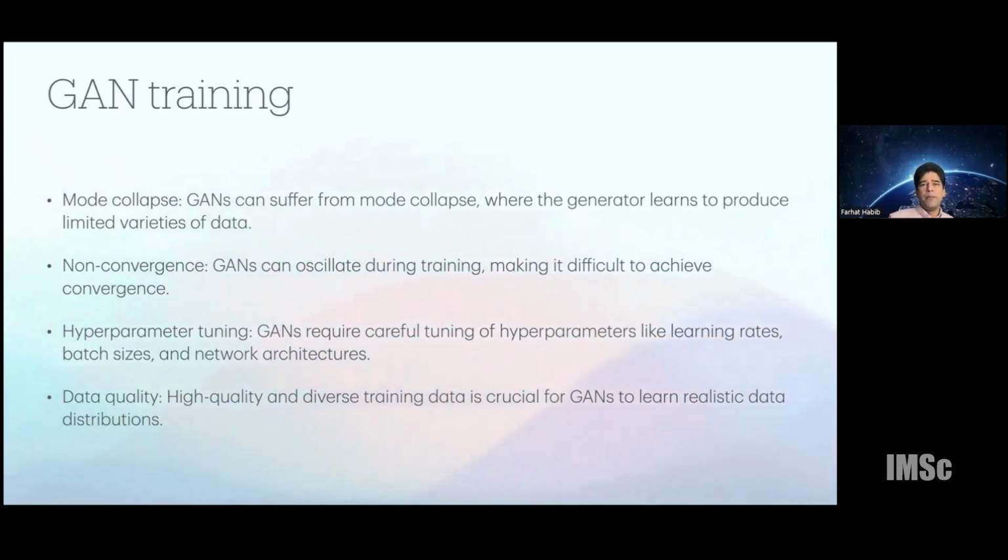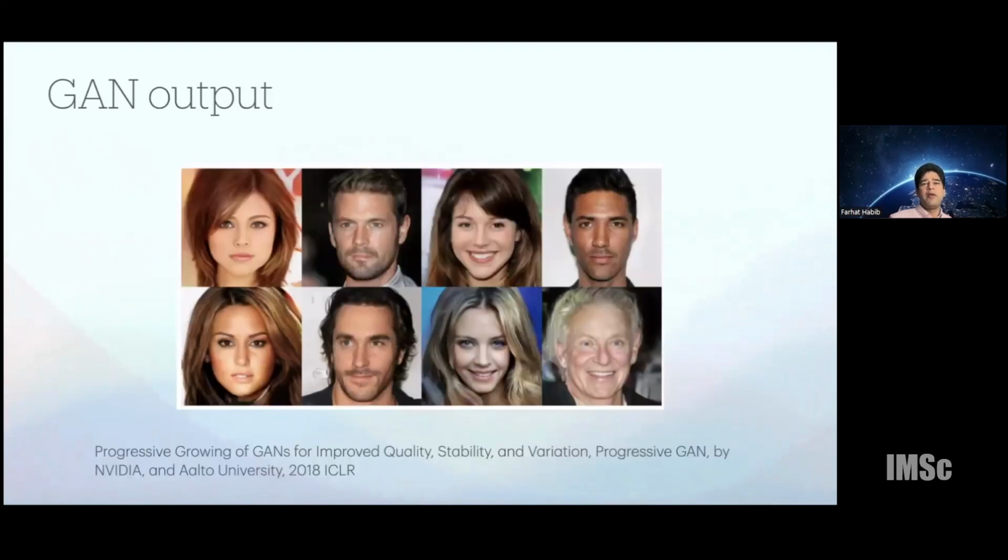So to start off with, the models were able to generate fairly small images, but people rapidly improved the model generation process to generate fairly realistic and large scale images. This is from one of the papers by NVIDIA, where they generated images that were 1024 by 1024 pixels. And you could see that these are pretty realistic images.